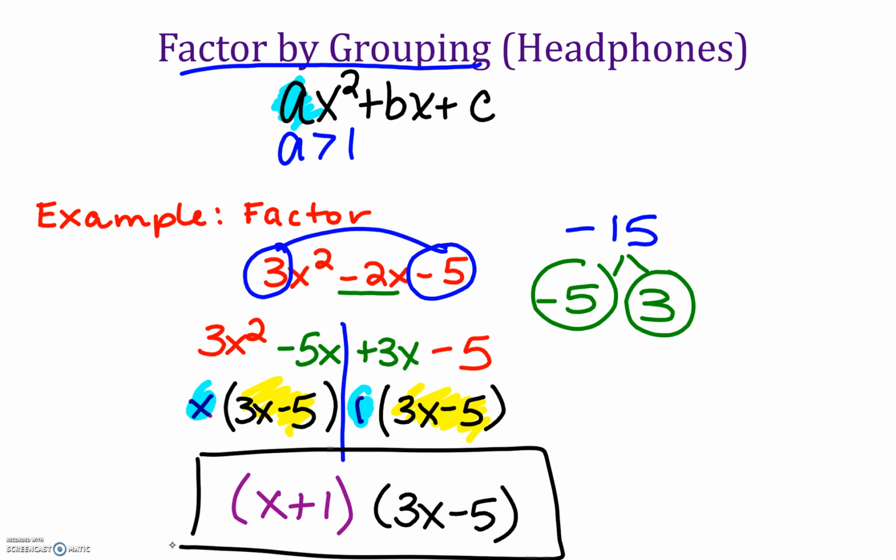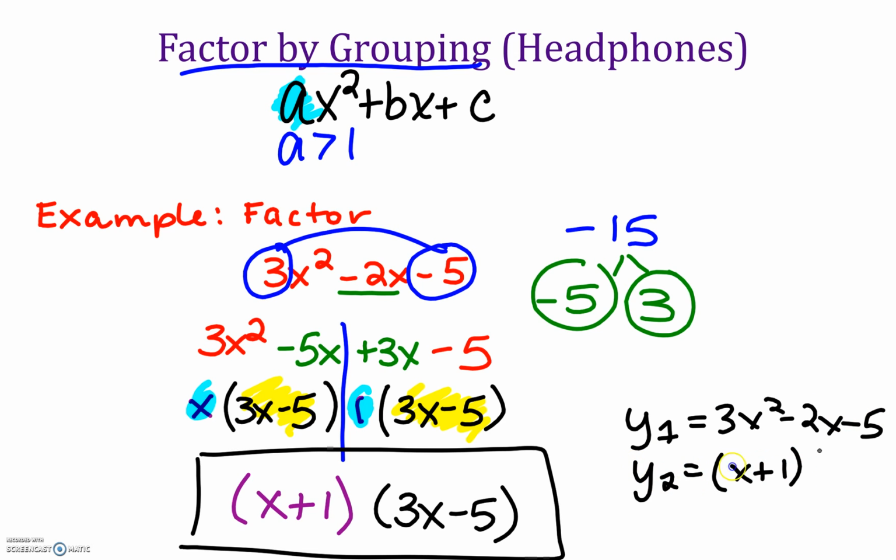If you want to check, in y1 in your calculator, you're going to type in 3x squared minus 2x minus 5. In y2, you would type in x plus 1 times 3x minus 5. When you hit second graph, your y1 and y2 columns should match.